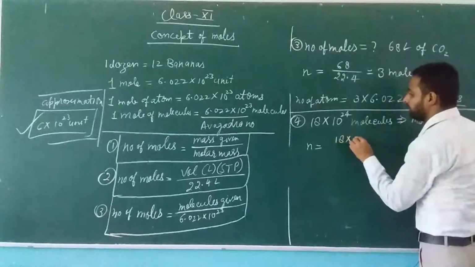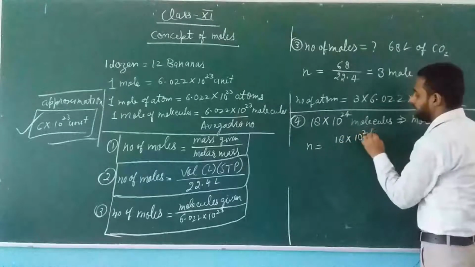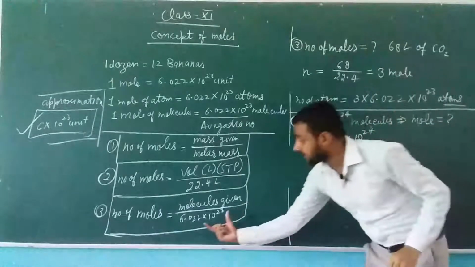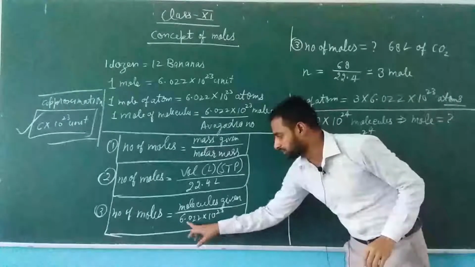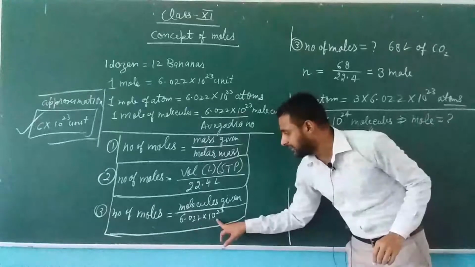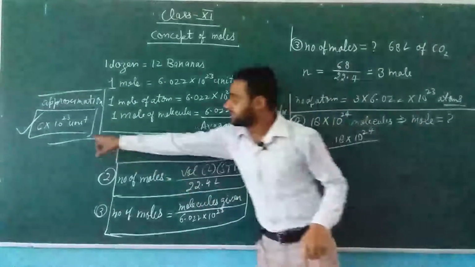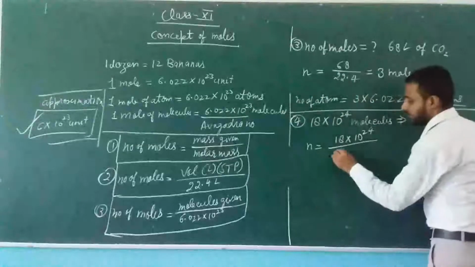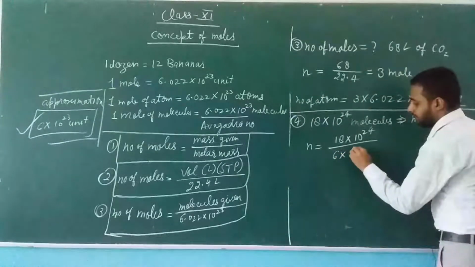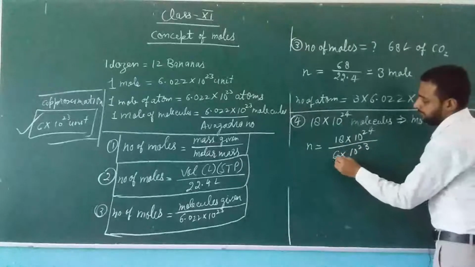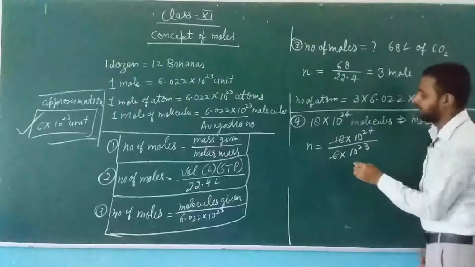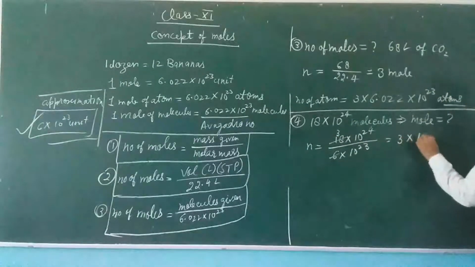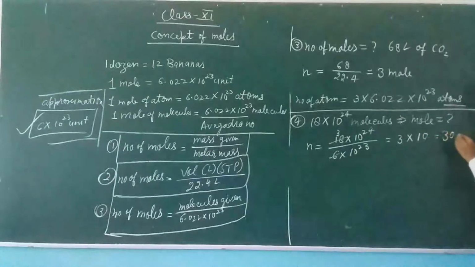Here we can write by approximation 6.022 into 10 to the power 23 as 6 into 10 to the power 23, because it will be easier to solve the question. 18 divided by 6 is 3, so we have 3 into 10, which is equal to 30 moles.